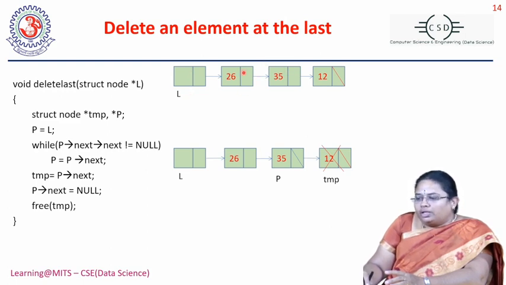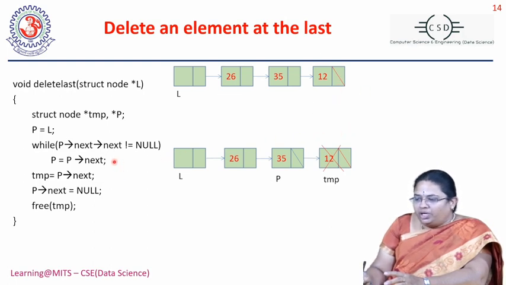So p equal to L means this is p initially, and this is p next. If p next is not equal to null, we are making p equal to p next. So it is not equal to null, it will move here. From here we are checking this position. Yes, it is not equal to null, we move here. From here we are checking this position, it is equal to null, the loop gets stopped. Once it exits the loop, this is p, right?